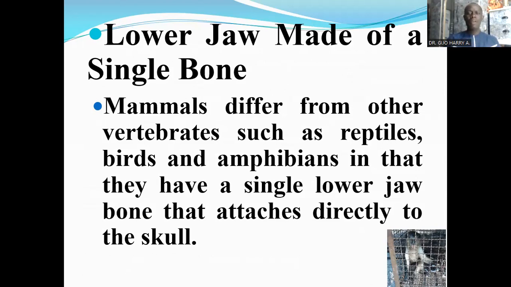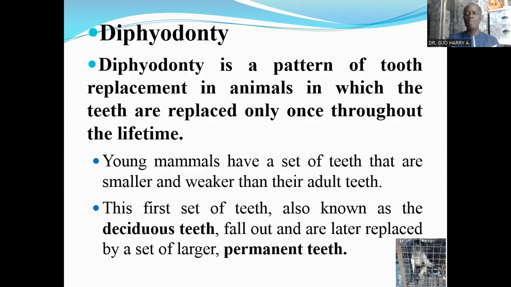Mammals differ from other vertebrates such as reptiles, birds, and amphibians in that they have a single lower jaw bone that attaches directly to the skull. So that's one very important feature. It distinguishes them from the amphibians, reptiles, and birds.